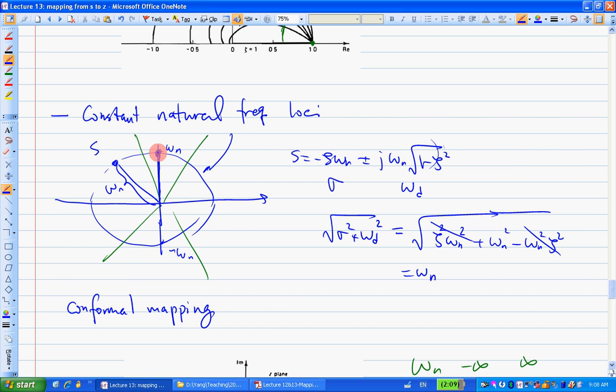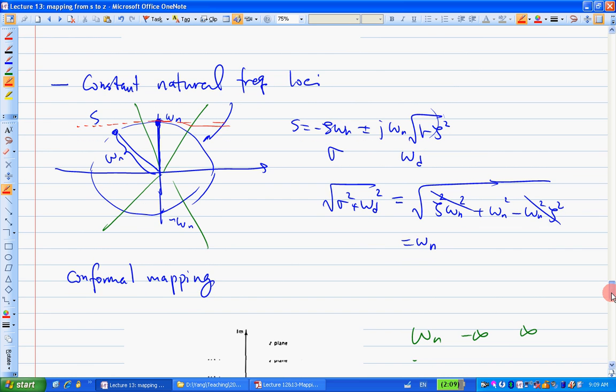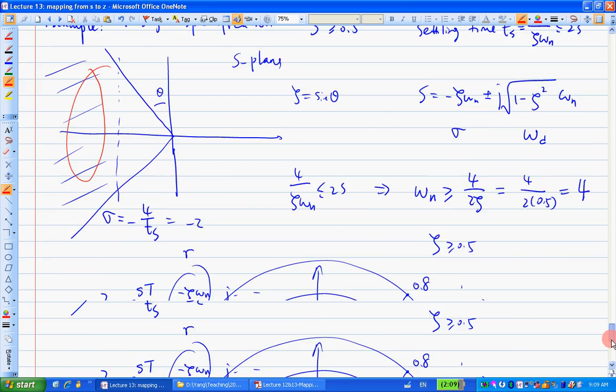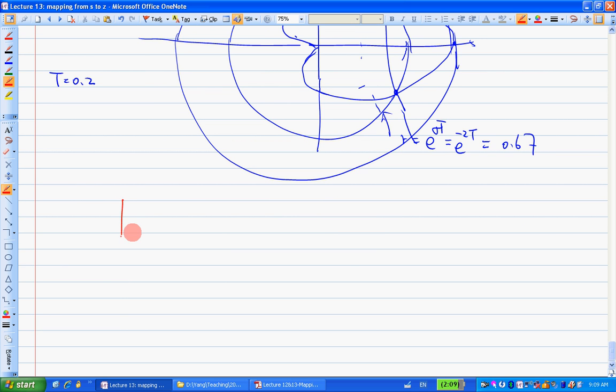When this is on the j omega axis, there's omega n here, so your sigma is going to be 0. Basically, the real part of the roots is 0. There's only an imaginary part. If you recall, if I draw a horizontal line here, all of this line will be mapped into, of course, the Z plane. Let me just draw this one here.